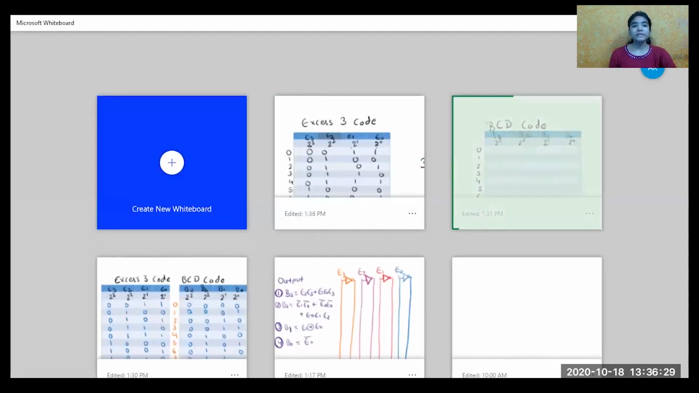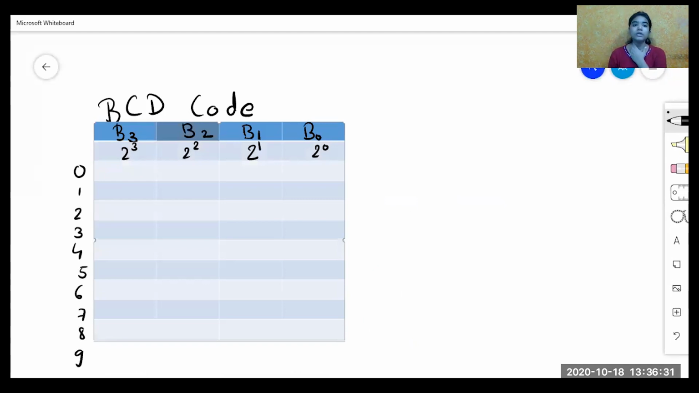Let's now move to the BCD code. So what is BCD code? The full form of BCD code is binary coded decimal. In BCD code, we represent each digit as a 4-bit code. So the BCD code from 0 to 9 is equivalent to the binary code since these are 1-digit numbers. After 9, we get 2-digit numbers, so we represent each digit separately as a 4-bit code.